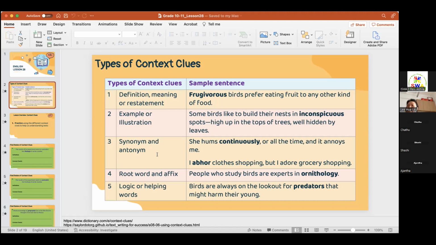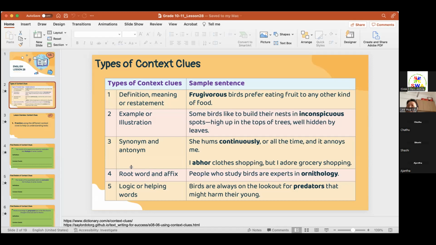For the first sentence, continuously, the synonym is all the time, because all the time has the same meaning as continuously. For the second sentence, I abhor clothes shopping. The antonym is adore, because adore and abhor are 2 different meanings. Adore means you really like, abhor means you hate. So that's synonym and antonym.